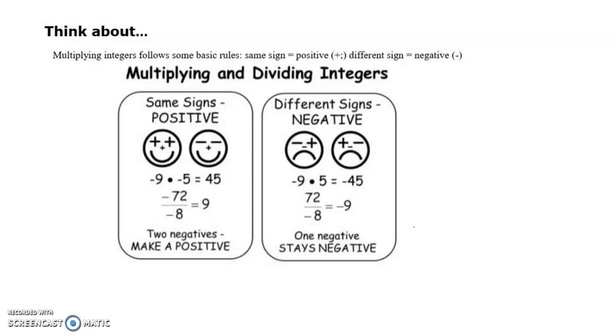I really like this graphic because it shows us at a glance everything we need to know about multiplying and dividing integers. The rules for multiplying integers are: if the signs are the same, the answer is positive, and if the signs are different, the answer is negative. So that can be very helpful for us when multiplying integers.